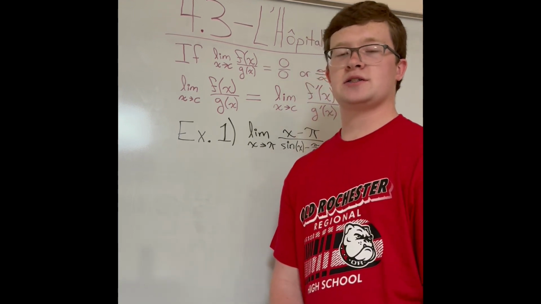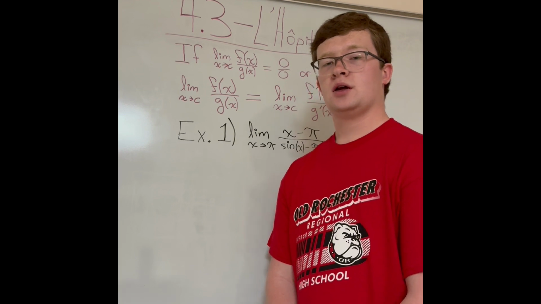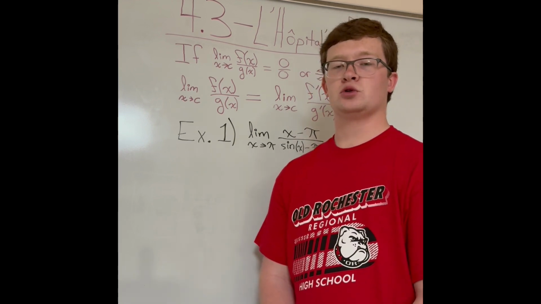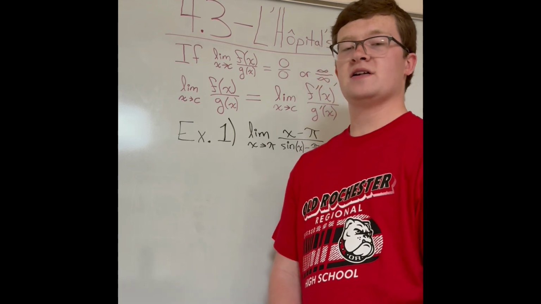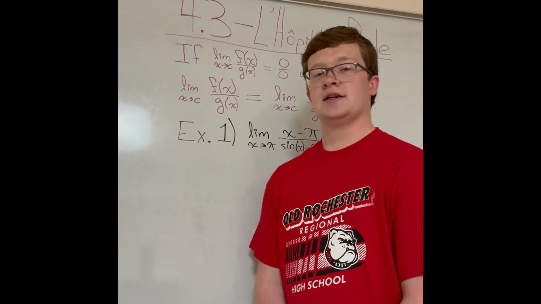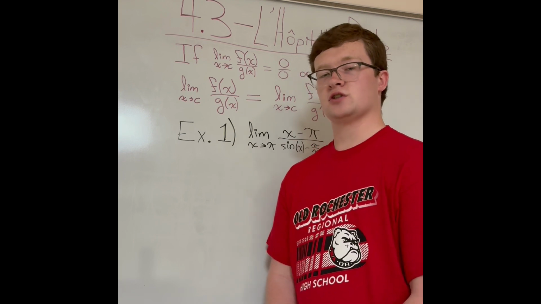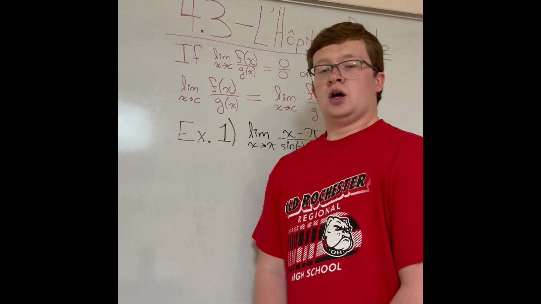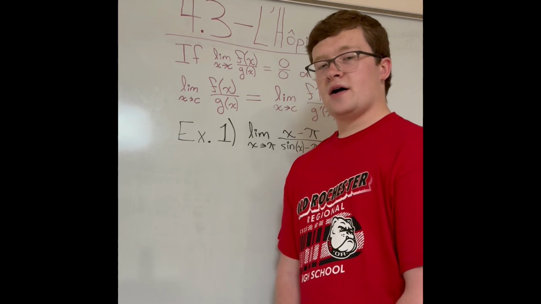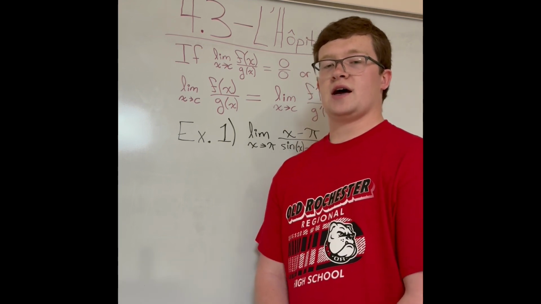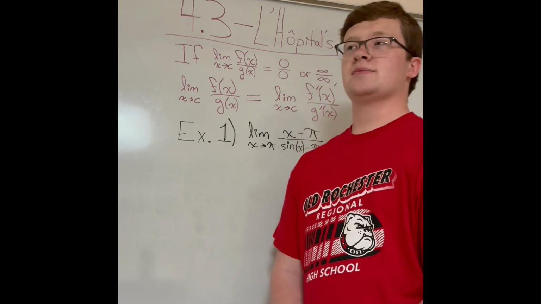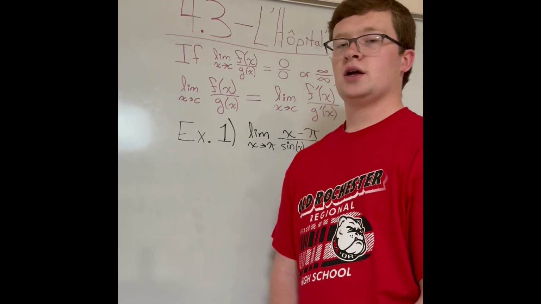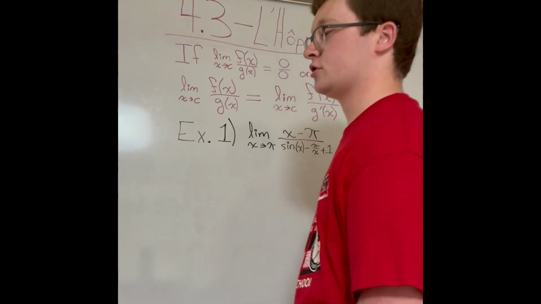We're going to learn about lesson 4.3, L'Hopital's rule. L'Hopital's rule basically states that if the limit as x approaches c of f of x over g of x is equal to 0 over 0, or infinity over infinity, then the limit as x approaches c of f of x over g of x can be rewritten as the limit as x approaches c of the derivative of f of x over the derivative of g of x. This might sound confusing, but it's actually one of the more simple rules that you learn in AP Calc. Let's test a problem to see how this looks.